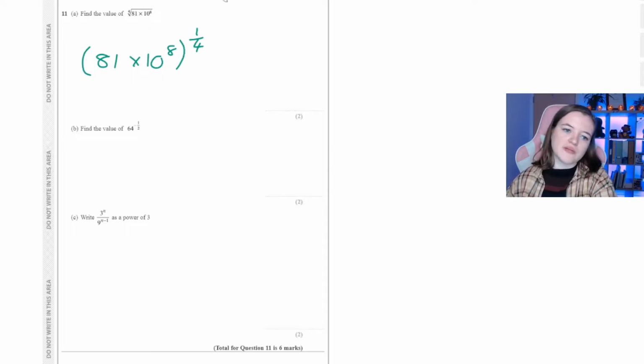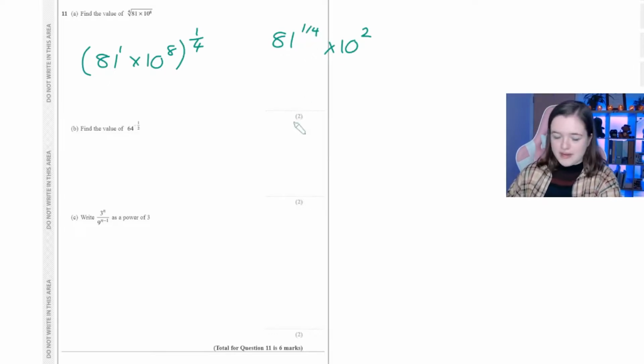Okay, and then I can use my rules of indices to know that power of power is power times power. This one's the power of 1, so I'm going to do 1 times a quarter, so then get 81 to the power of a quarter multiplied by 10 to the power of 8 times a quarter, which is 2. So I'm then going to have 81 fourth rooted, which is, so I know that it's 3.